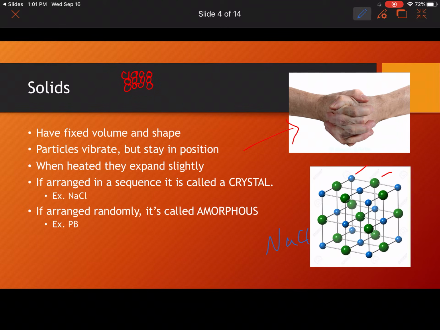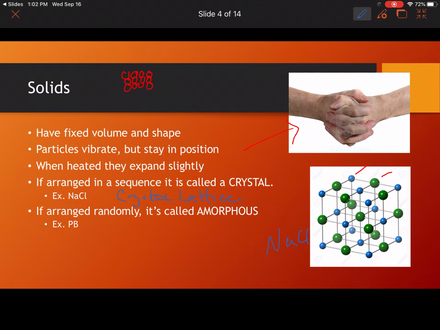This sequence is called a crystal when they're arranged like this. For salt in particular, we call this a crystal lattice. This type of crystal is specifically called a crystal lattice.